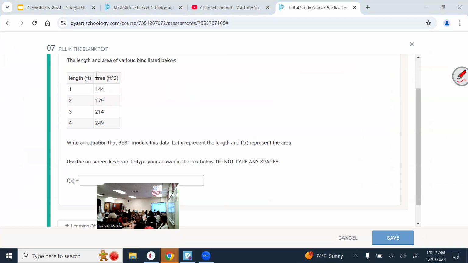What are the outputs changing by each time? $35. Consistently. So I did 179 minus 144, saw it was adding 35. I went and saw if that was the same throughout, and it is. And at the same time, the x's are changing by 1. When you see that it's adding the same amount or subtracting the same amount each time, that's also indicative of a linear function. And then you're finding your slope and y-intercepts to make the equation.